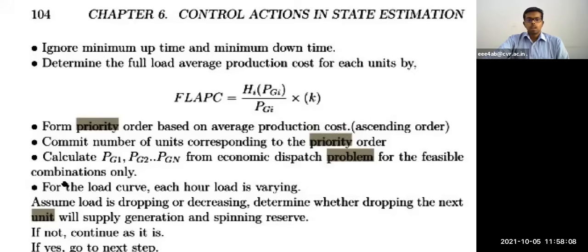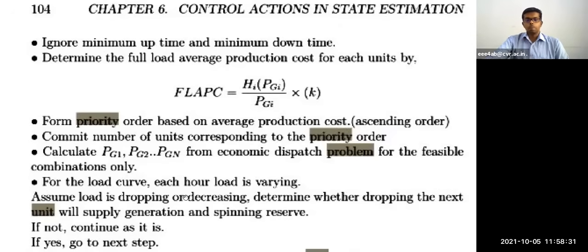Next, for the given load curve, the load is varying for each hour. So we need to consider that each hour the load is varying. It is not a constant one. Assume the load is dropping or decreasing. We have already seen the load curve in the previous classes. If not, you can just go through the load curve concept.